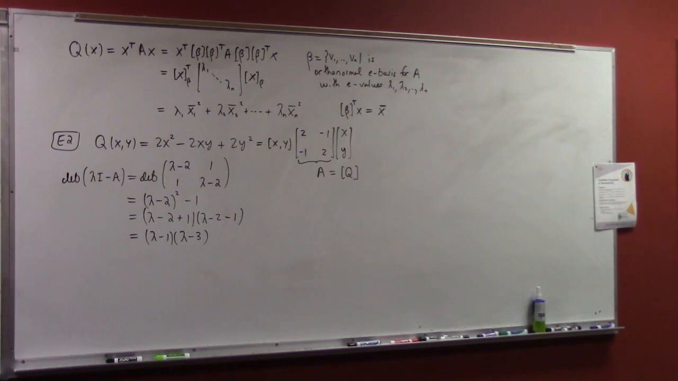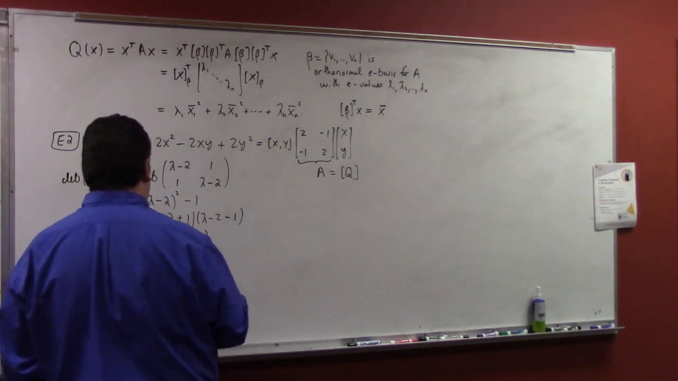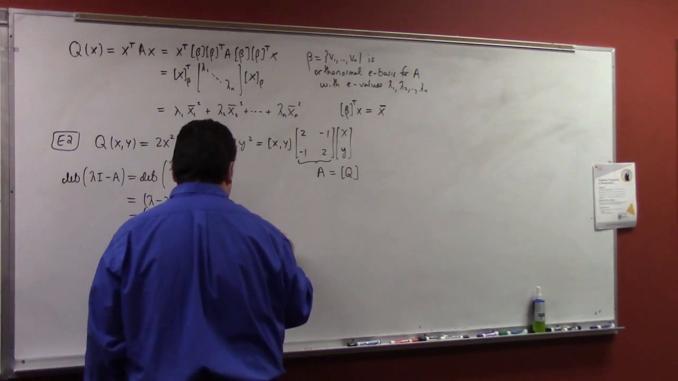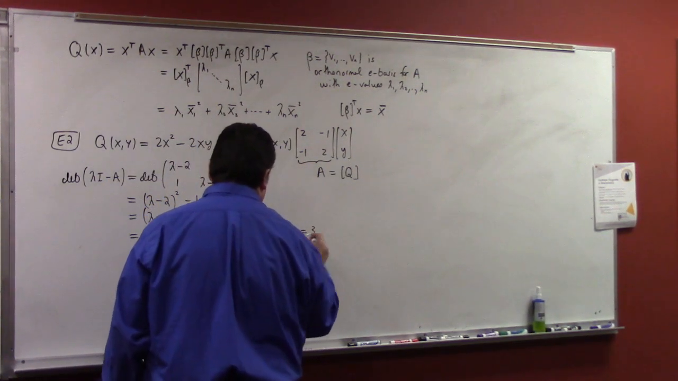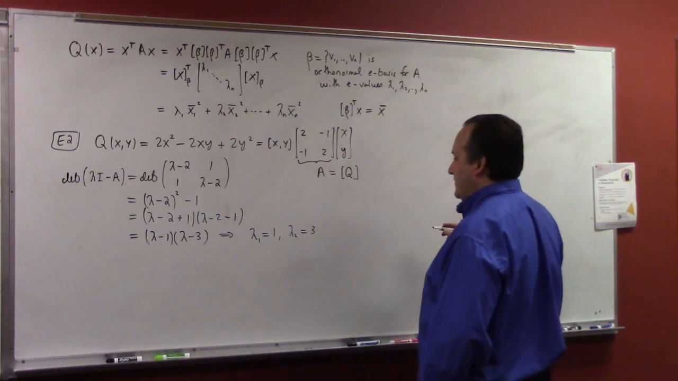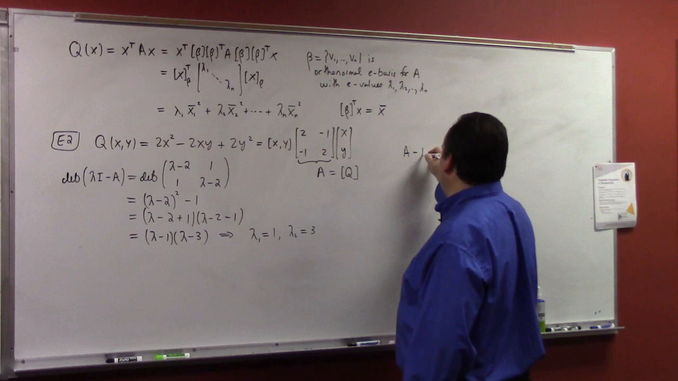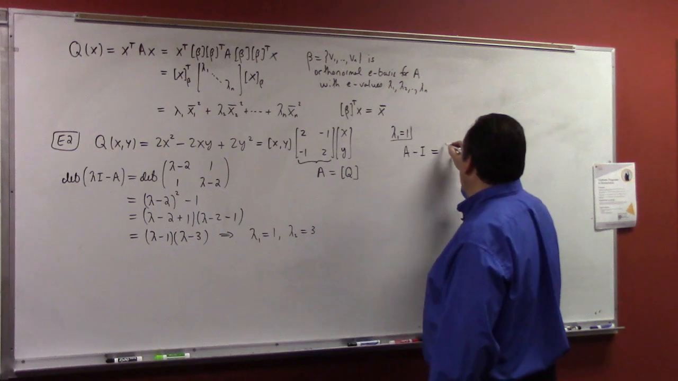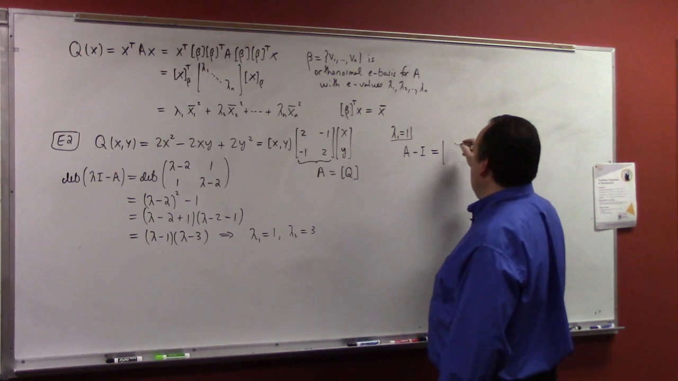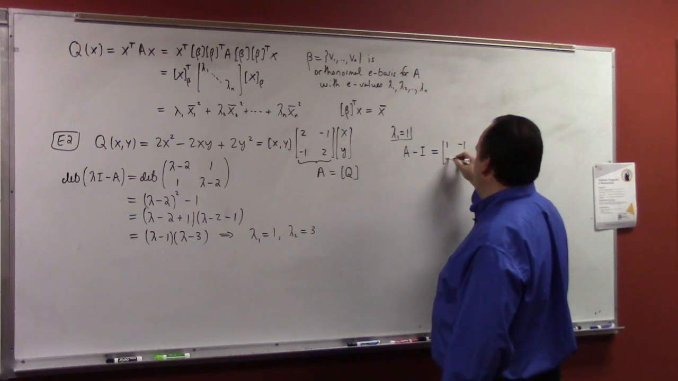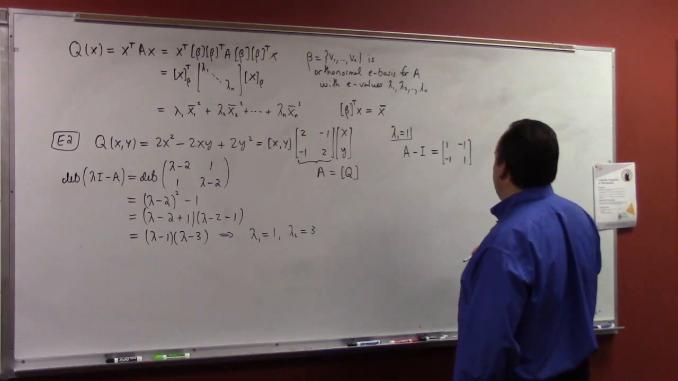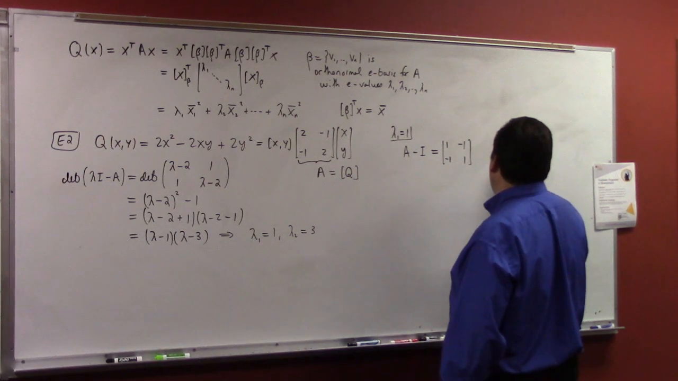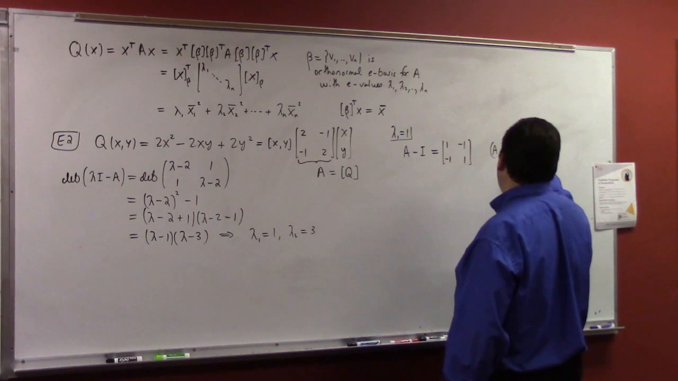Okay, so then what? Well, is that right? They're both positive? Okay, so we get lambda 1 equals 1, lambda 2 equals 3. Let's actually find the eigenvectors, okay? So A minus I, let's do eigenvalue 1 to start with. A minus I is equal to, what's it equal to? 1, minus 1, minus 1, 1, right? So you can easily see from this that A minus I times the vector 1, 1 is equal to 0, 0, right?